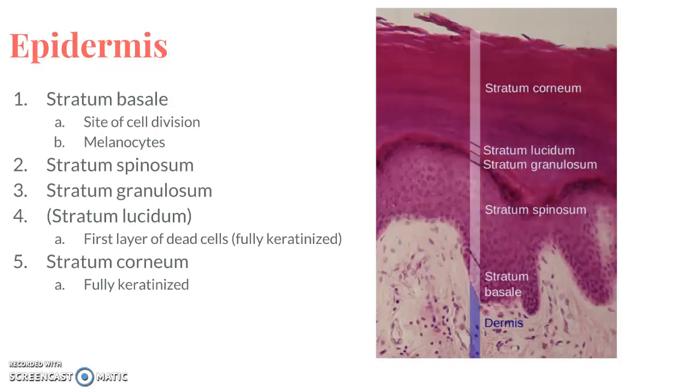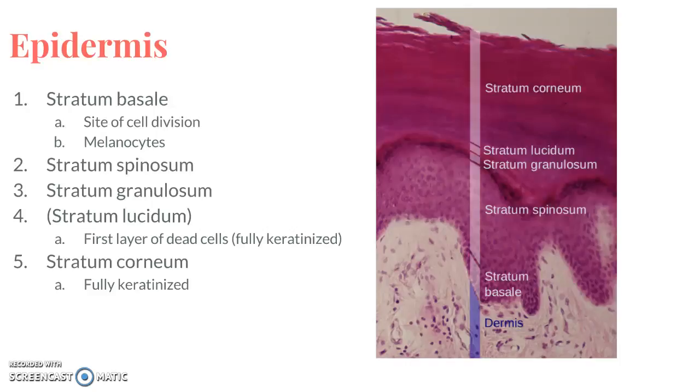Now, the next couple of layers, there are not a lot of characteristics that make them really stand out and really important for us to discuss at this level. The stratum spinosum sits on top of the stratum basale. Stratum granulosum sits on top of the stratum spinosum, and these are just some intermediate layers.